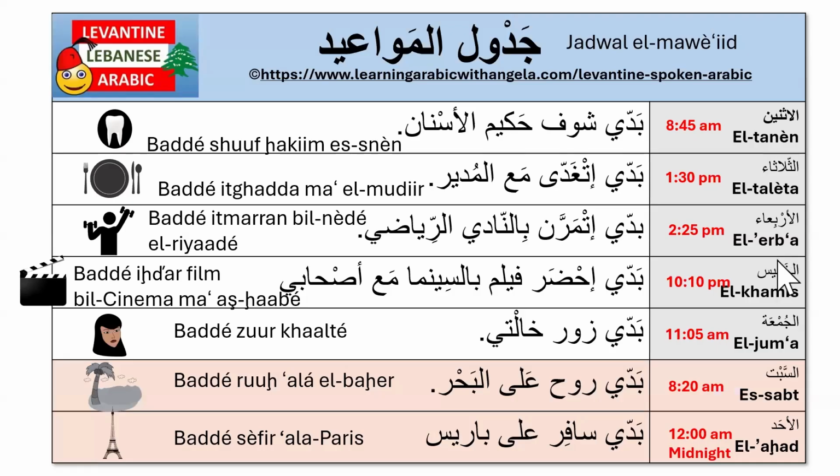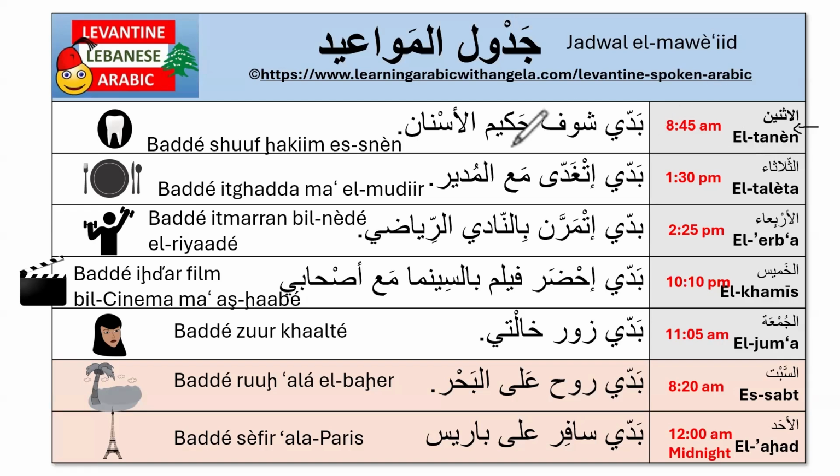An example of a schedule of appointments. جدول المواعيد. موعد is an appointment. مواعيد is appointments. الثمان الساعة 9:15 literally means 9 minus a quarter. To review how to tell the time, you can check the description box for the lesson about time.